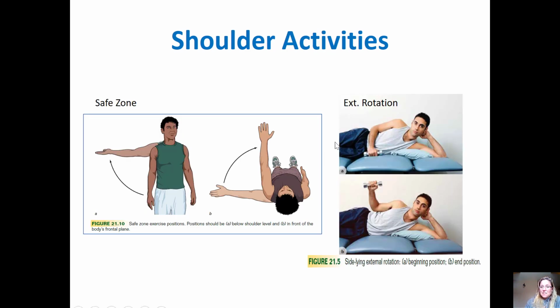But here is just an example of an external rotation exercise, which is a great one to do for rotator cuff strengthening.